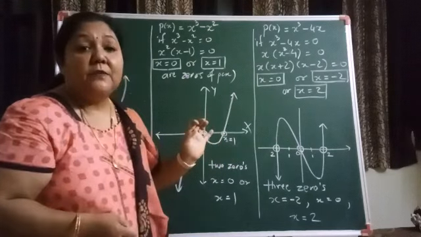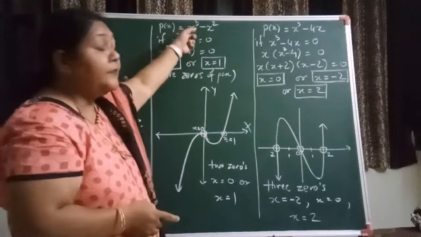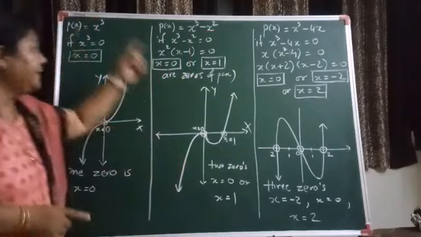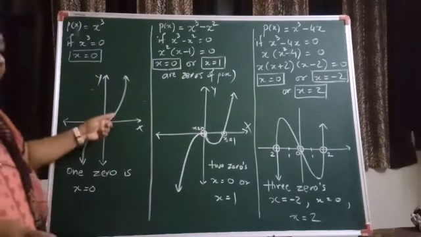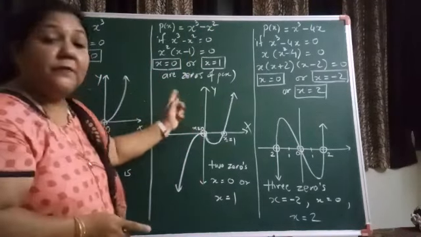And how many number of zeros it is having? 2. कैसा equation है? Cubic. Cubic equation, number of zeros कितने थे? 1. Cubic equation, number of zeros कितने हैं?